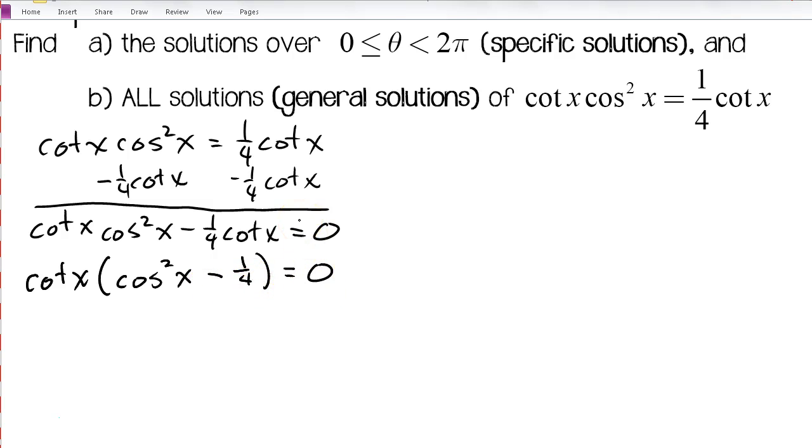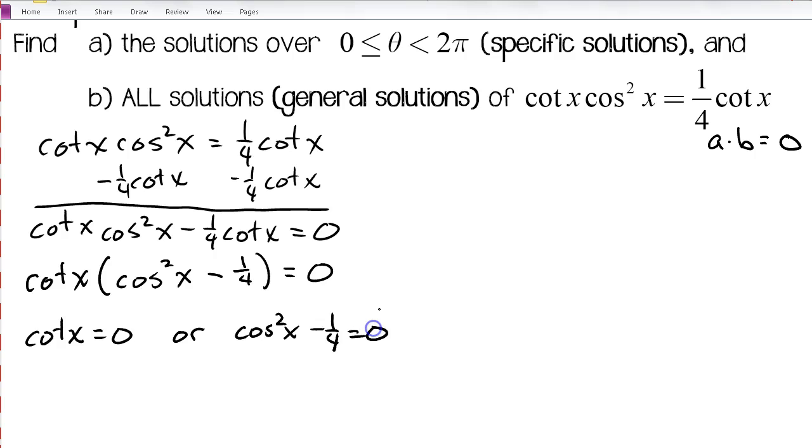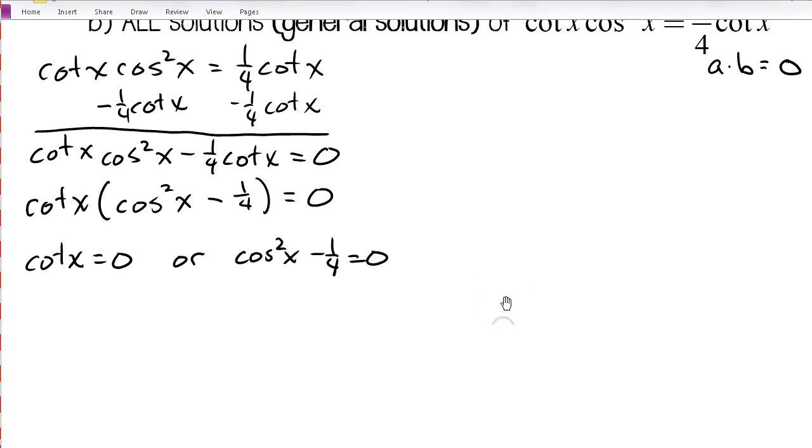And if you recall from algebra, if I have two expressions multiplied together and it equals 0, either A has to be 0 or B has to be 0. That's our zero product property. So in this case, I have these two terms that are multiplied together and it equals 0. So that means that either cotangent x is going to be 0 or cosine squared x minus 1/4 is going to be 0. So what we end up with are two parts to this.